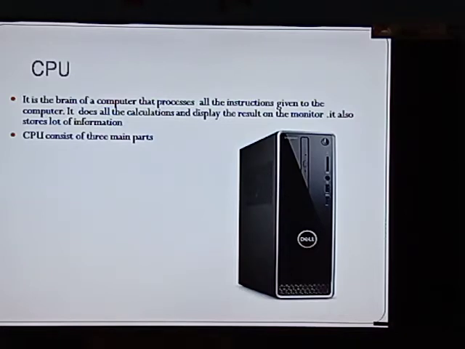Whatever processing happens, that happens in CPU itself. It also stores a lot of information. As you all know, children, CPU is the brain of computer. It is also called the brain of computer, where the processing will happen. Once the processing happens, it will give the result to the output devices. CPU is the device where we can also store our information. So let us learn more about the CPU.